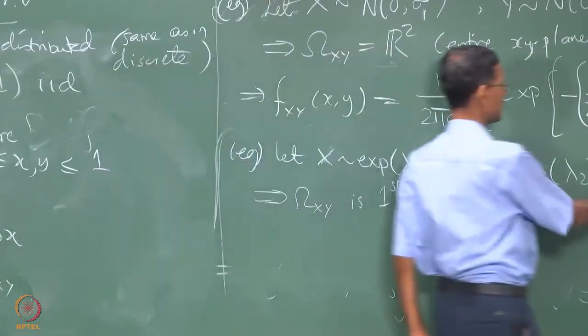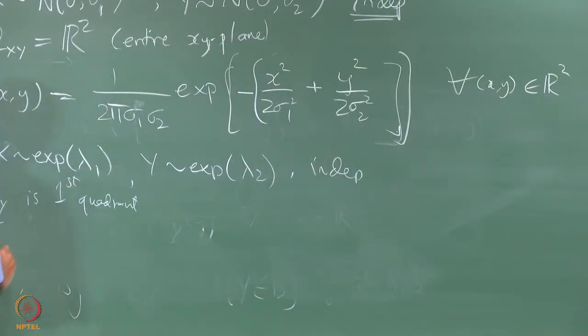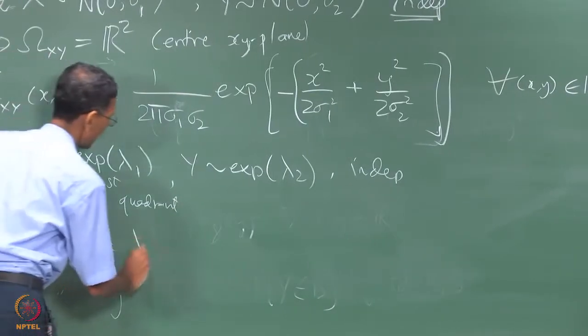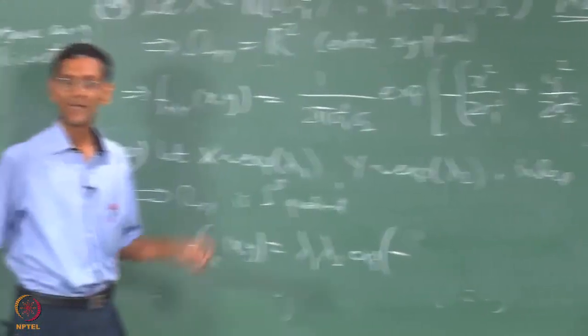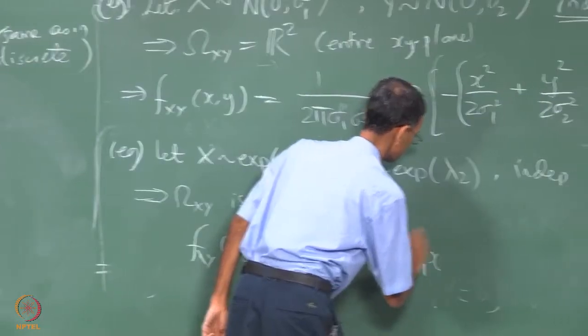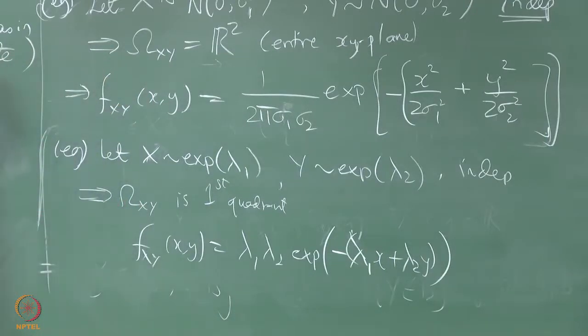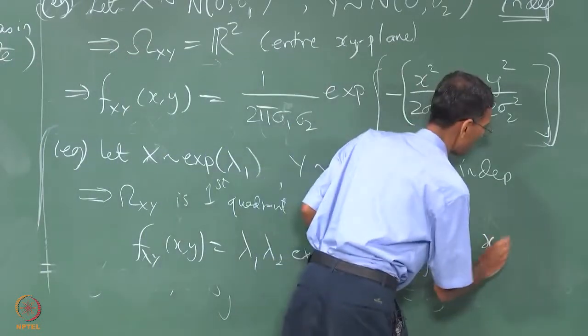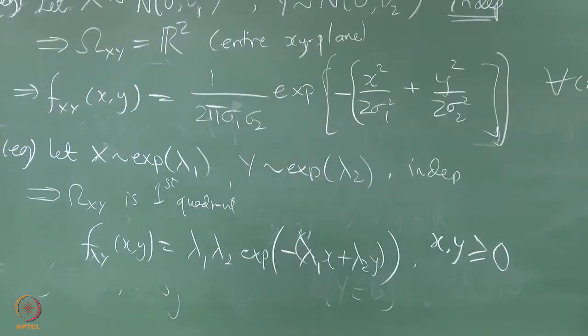Of course I should say they are independent. And what is fxy? Lambda 1 lambda 2 exp of what? Minus lambda 1 x plus lambda 2 y. For xy, you say it like this: x comma y greater than or equal to 0. That is also obviously important. It is understood that when either x or y is negative, the joint PDF is 0.